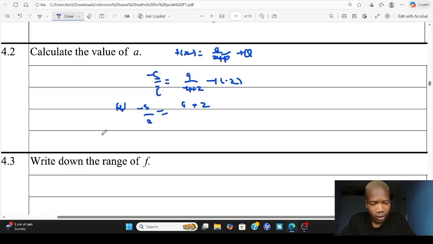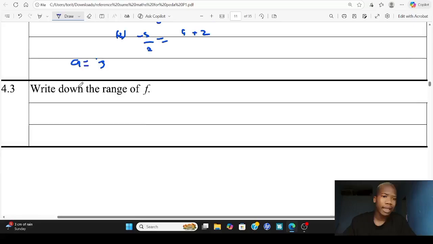So the question says write down the range, right? How do we know the range? So we say that the range is the set of all possible y values, right? So y is an element of R, right?